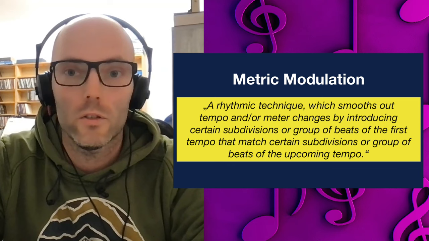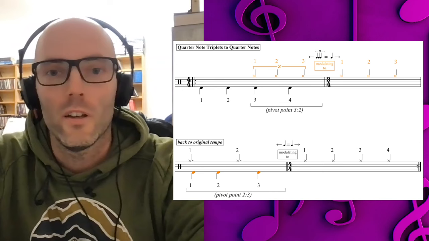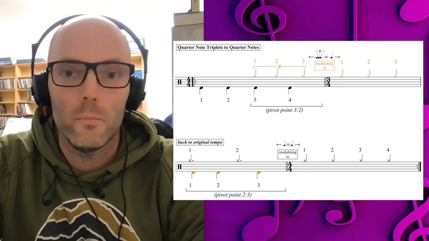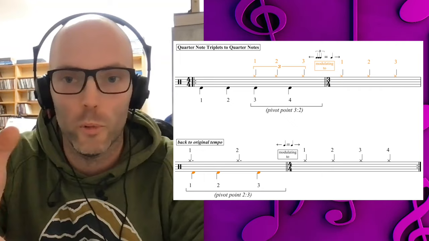There you see quarter note triplets of the original tempo in 4-4 meter modulating to quarter notes in the following bar. In this example, our polyrhythmic pivot point is 3 over 2. Let me demonstrate. I'll repeat each bar.